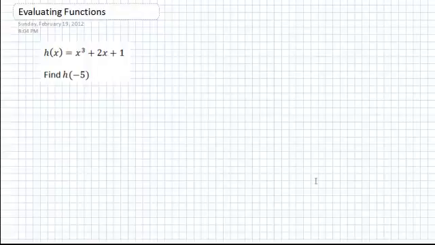Welcome to the podcast on evaluating functions. Today we're going to learn how to evaluate a function to get to an answer. This is pretty straightforward work, so let's start.